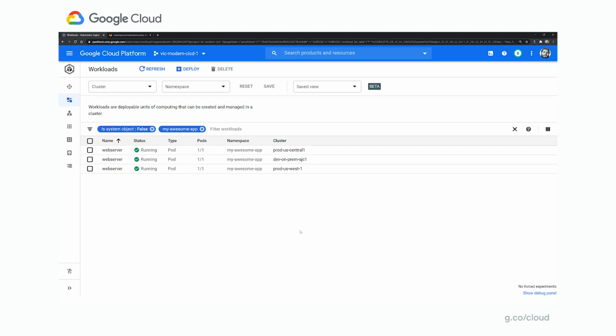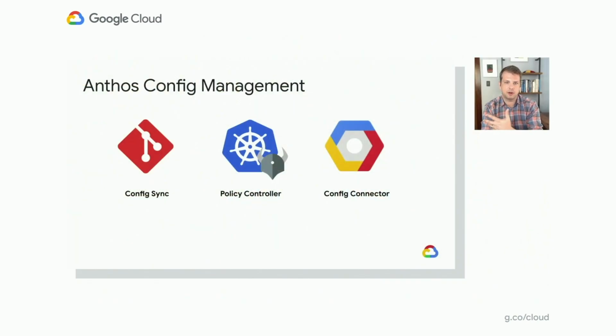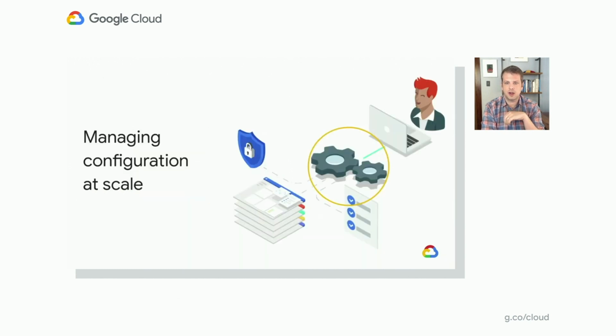And now we'll hand it off to John, who's going to take us through a little bit more in detail of what ACM, Anthos Config Management, can provide. Thanks, Vic. I'm going to talk a little bit about Anthos Config Management. Anthos Config Management helps you manage all of your configuration and policies at scale and includes 3 different components. There's Config Sync for managing configuration, Policy Controller for managing your governance and compliance policies, and Config Connector for bringing GCP into Anthos. First, let's talk about Config Sync and how it helps you manage configuration at scale.